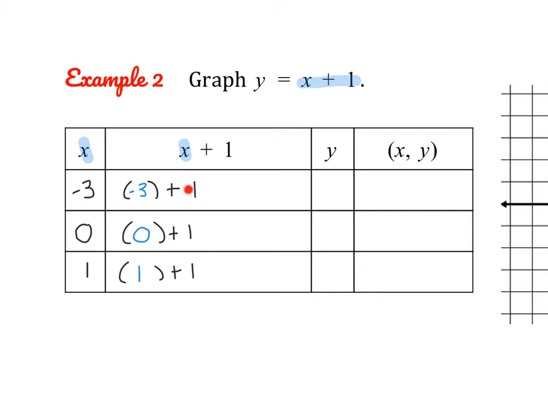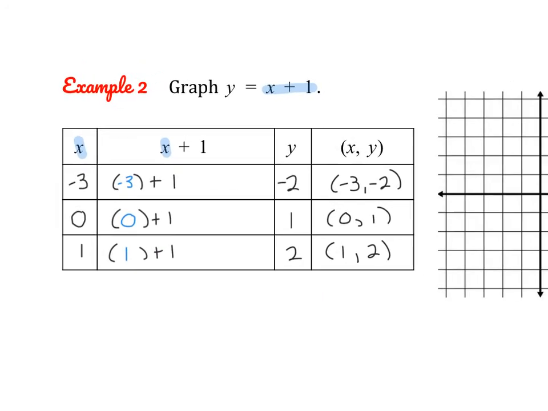Well, -3 plus 1 is -2, so that's our output. Our input was -3, and once it goes through the function, we get -2. Let's try this one. When our input is 0, we get 0 plus 1, which is 1. And when our input is 1, we get 1 plus 1, which is 2. So our coordinates are going to be (-3, -2), (0, 1), and (1, 2). So we're just combining our input and our output into an xy coordinate.